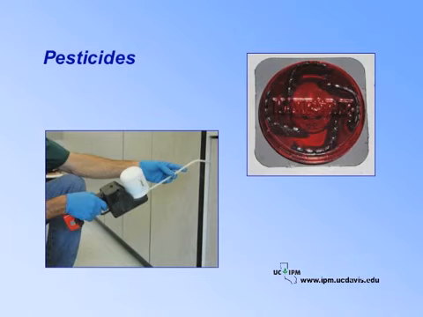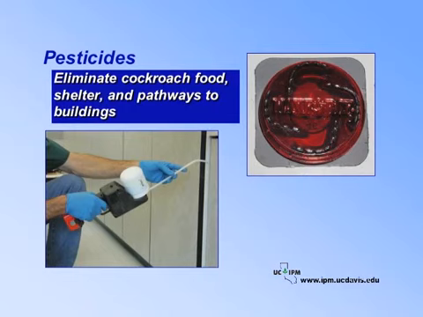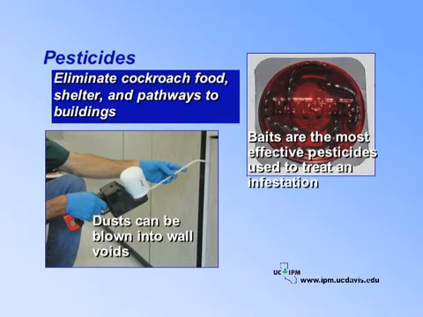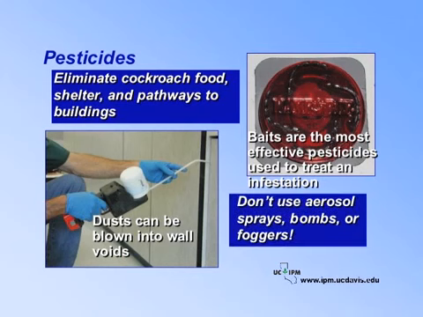When you have a cockroach infestation, you may need to use pesticides. Insecticides work much more effectively once you eliminate cockroach food and shelter and pathways to buildings. Baits are the most effective pesticides used to treat an infestation. Insecticidal dusts can be blown into wall voids or other undisturbed areas for long-term control. Avoid perimeter sprays. And don't use aerosol sprays, bombs, or foggers. They don't work, cause roaches to scatter, and can increase problems. Continue to check your sticky traps to confirm that your management plan is working.